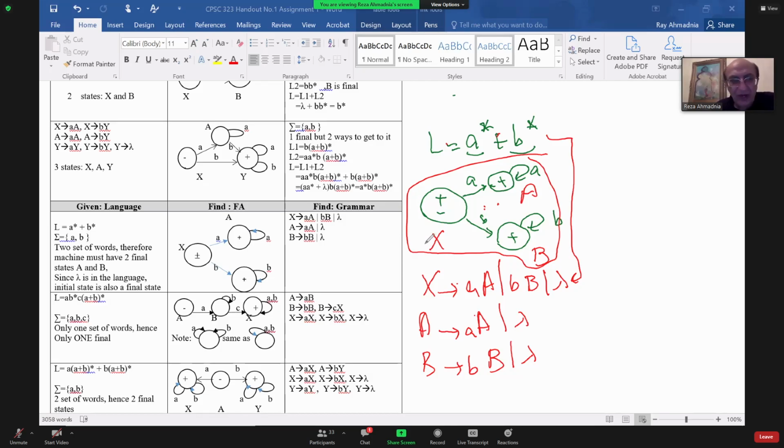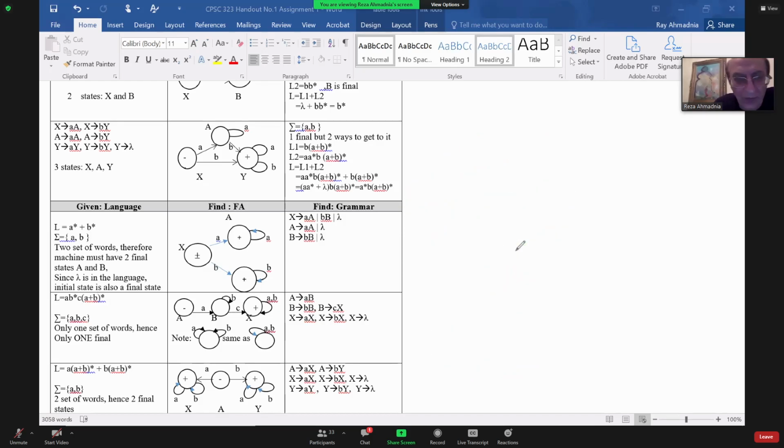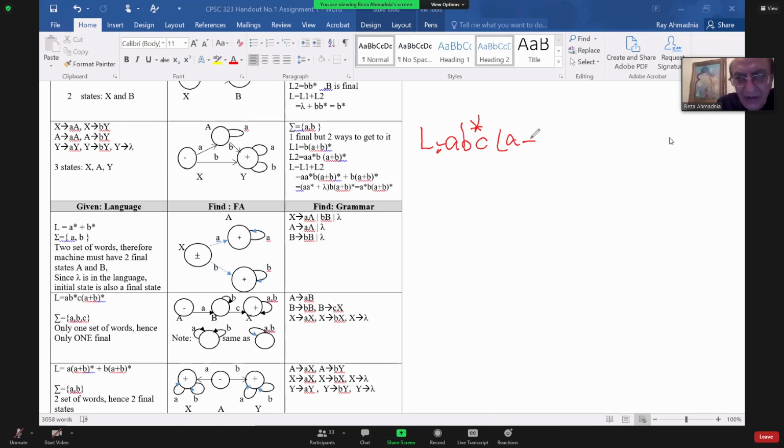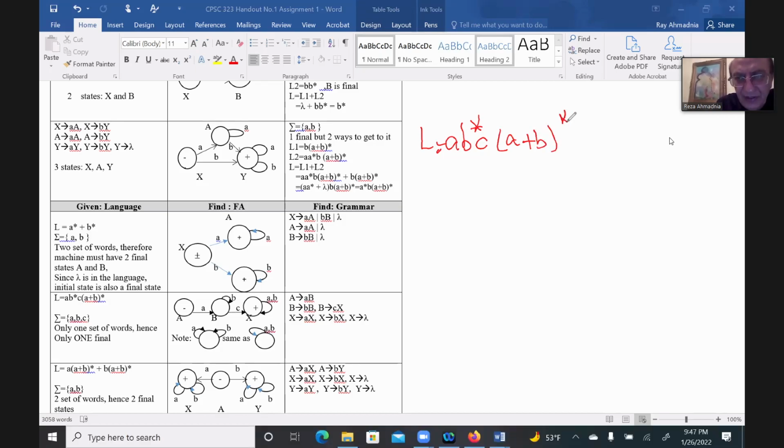Got it? I have more examples here. The language is given. Okay, let's look at any question on this. No? Okay. The next example, L is equal to A, B star, and then C, and then A or B star here. Okay, let's find the grammar for this one here.